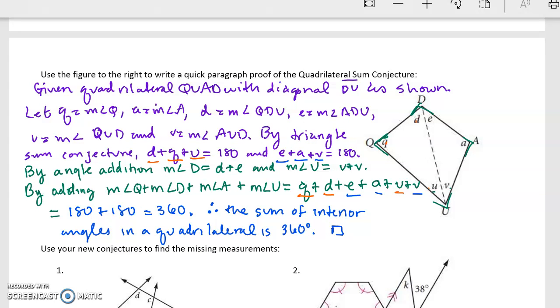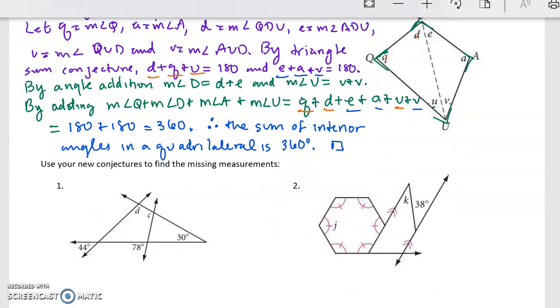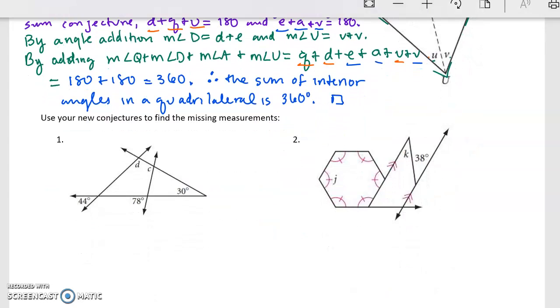Let's do some angle chase exercises using some of our new conjectures. So let's look at problem 1. You can pause the video and then try these on your own or follow along with me. So for number 1, let's fill in some things we know. Vertical angles, so that's 78. Vertical angles, so that's 44.